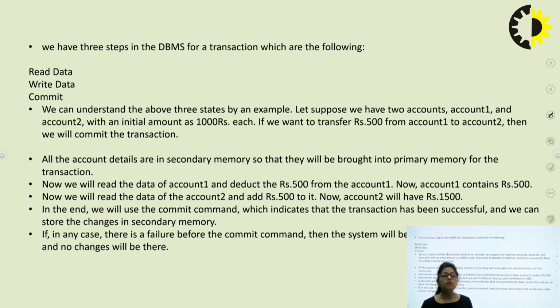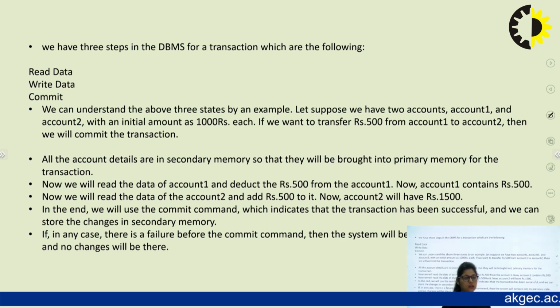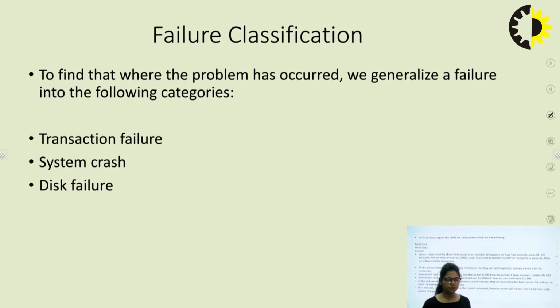In the end, we will use the commit command, which indicates that the transaction has been successful, and we can store the changes in secondary memory. If in any case there is a failure before the commit command, then the system will go back to its previous state, basically its initial state, and no changes will be there. This is called a transaction.